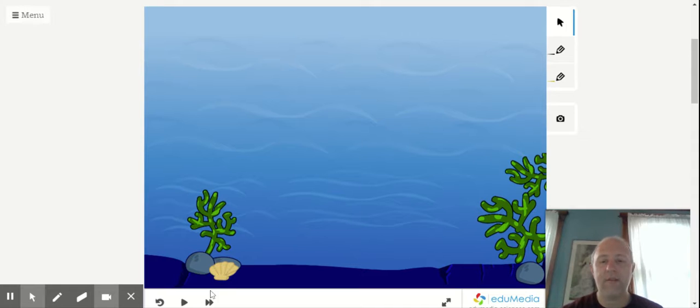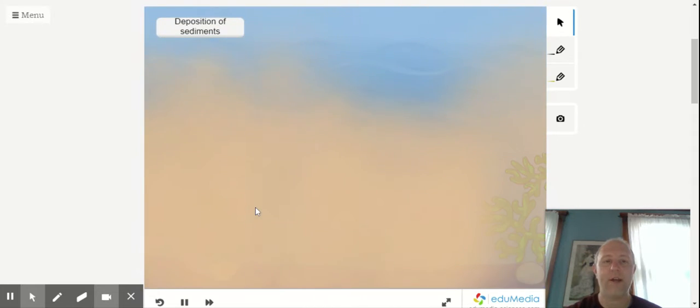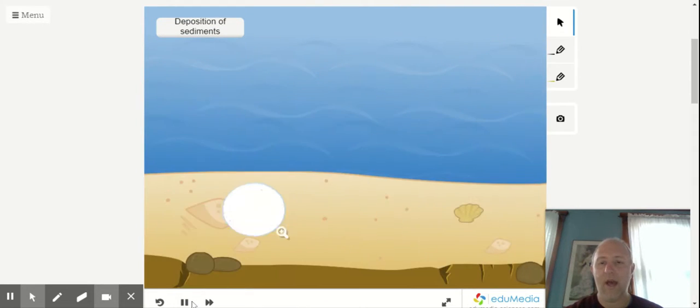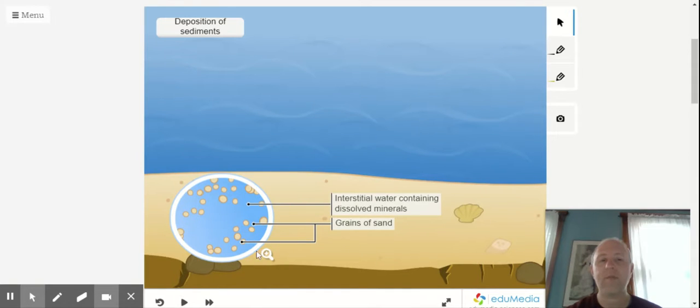So this is going to show you that. So I'm going to pause it periodically as we go. So we're going to start off, and you'll see this ocean, and now some sediments are falling down to the bottom because of gravity. And now you see that we have sediments at the bottom.